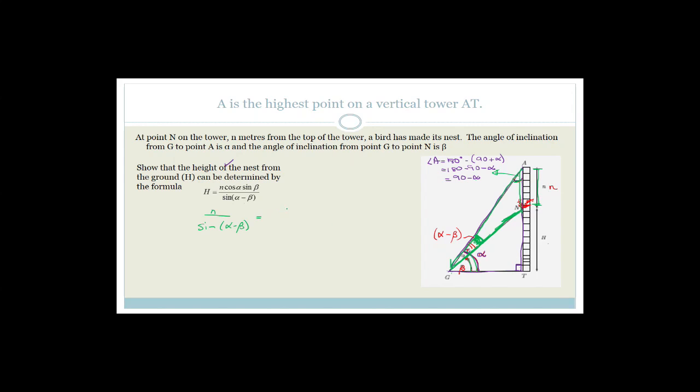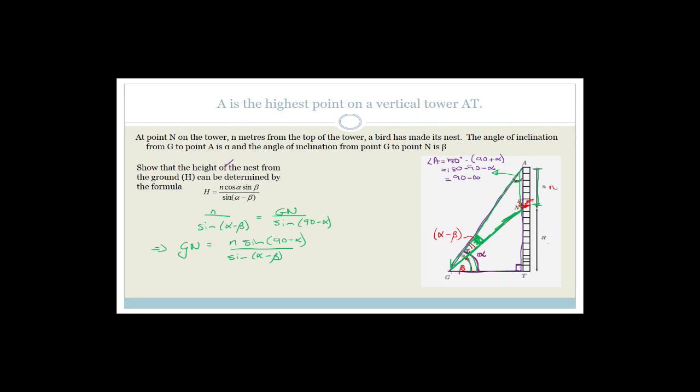So it's going to equal the bridge line, which is gn, over sine of 90 minus alpha. So let's solve for this gn. I'm just rearranging, it becomes gn is equal to n sine 90 minus alpha all over sine alpha minus beta.